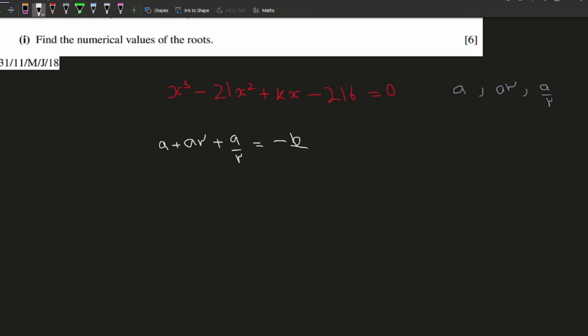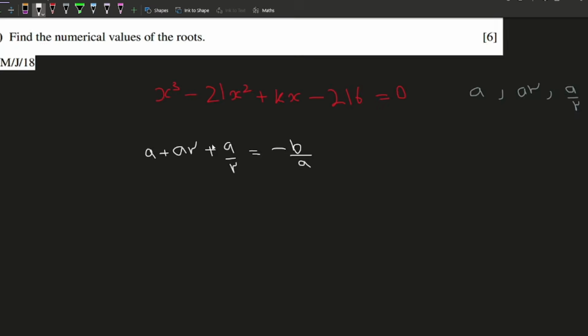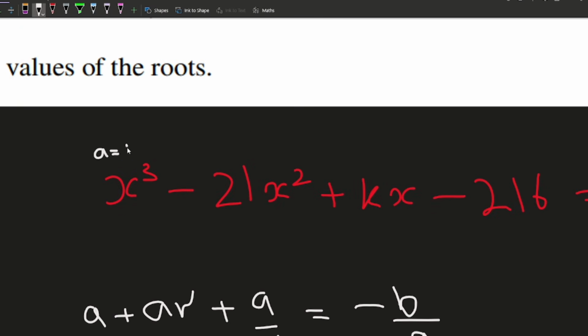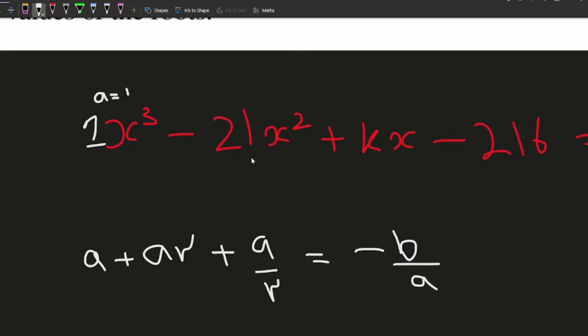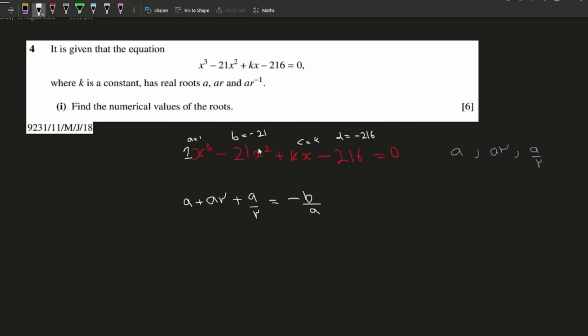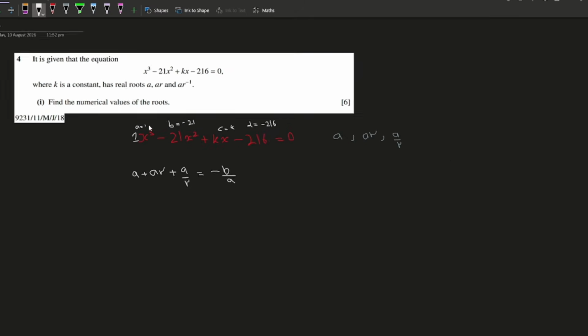Sum of roots is equal to minus b over a, right? So the value of a here is 1, because there's no coefficient with x cube, so it's basically 1. The coefficient of x square, which is b, is minus 21, c is k, and d is minus 216. So let's input these values here.